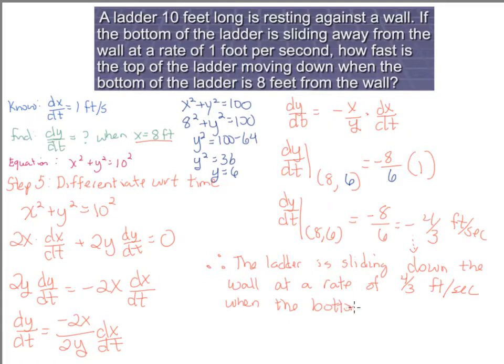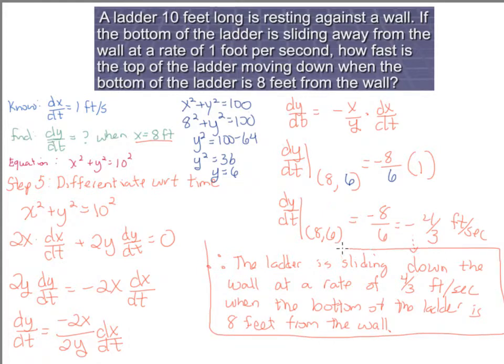So the ladder is sliding down the wall at a rate of 4/3 feet per second when the bottom of the ladder is 8 feet from the wall. Make sure you specify when the rate of change is 4/3 feet per second, because it does change.